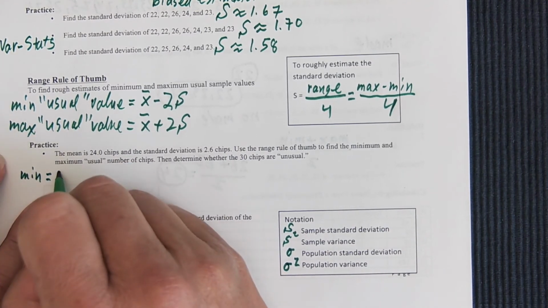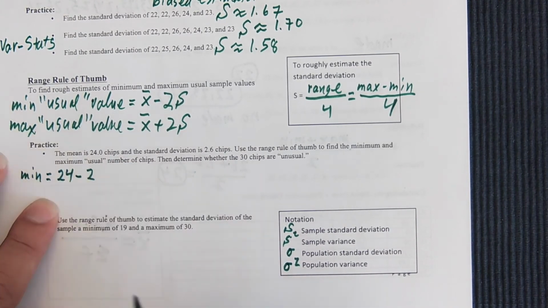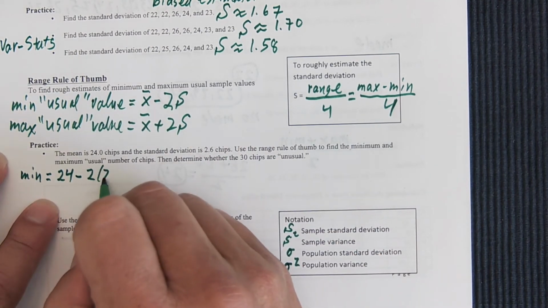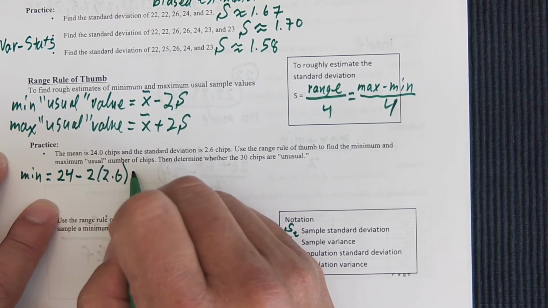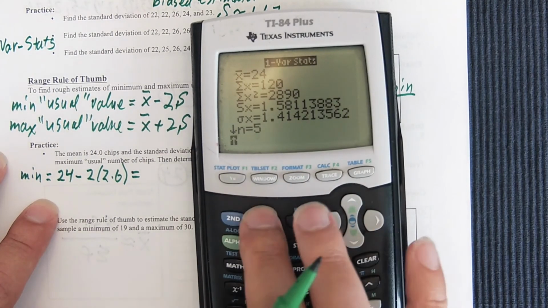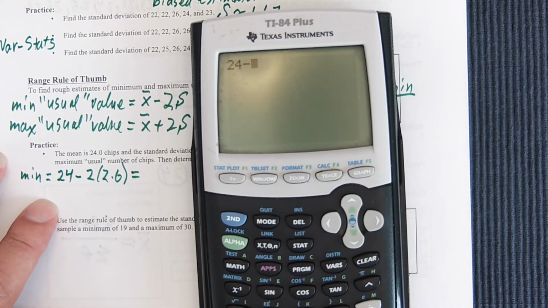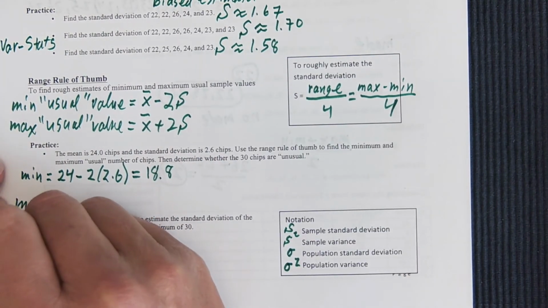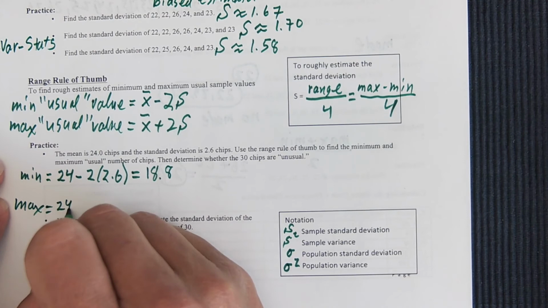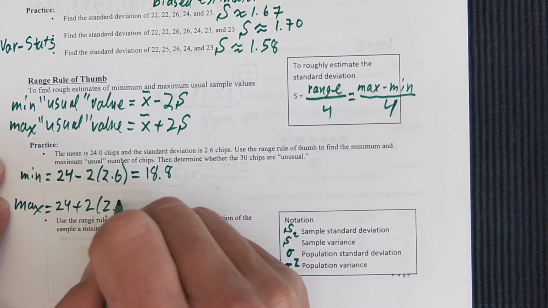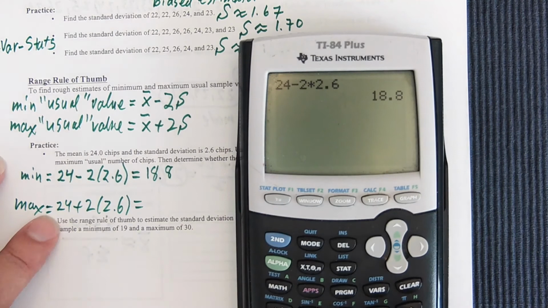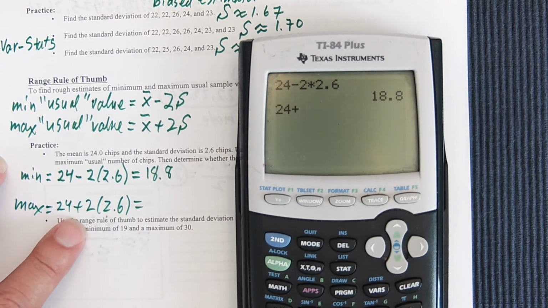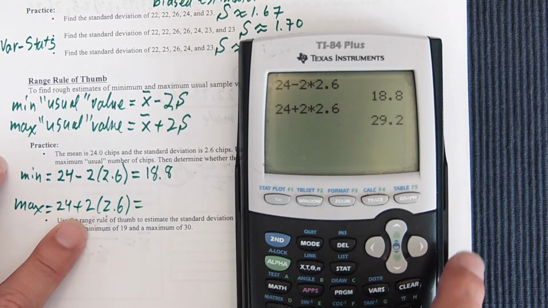So for the min, that's going to be our mean, which is 24, minus 2 times the standard deviation, which is 2.6. So 24 minus 2 times 2.6, 18.8. The max is going to be 24 plus 2 standard deviations, 29.2.